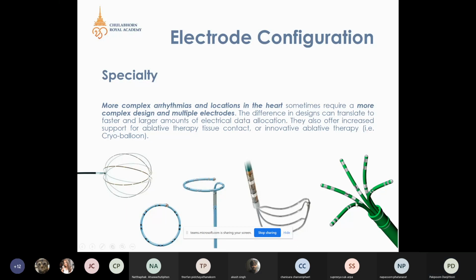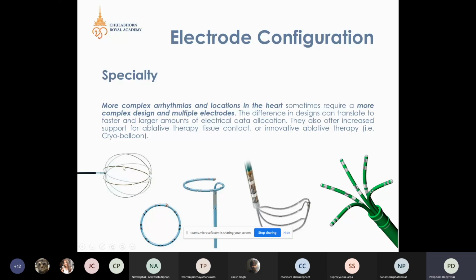The picture at the bottom here, I just want to show you about the special catheters. The first catheter from the left side here is called the basket catheter, which is a mapping catheter, a 3D mapping catheter. You see the electrodes; there are a lot of electrodes on the catheter over here.